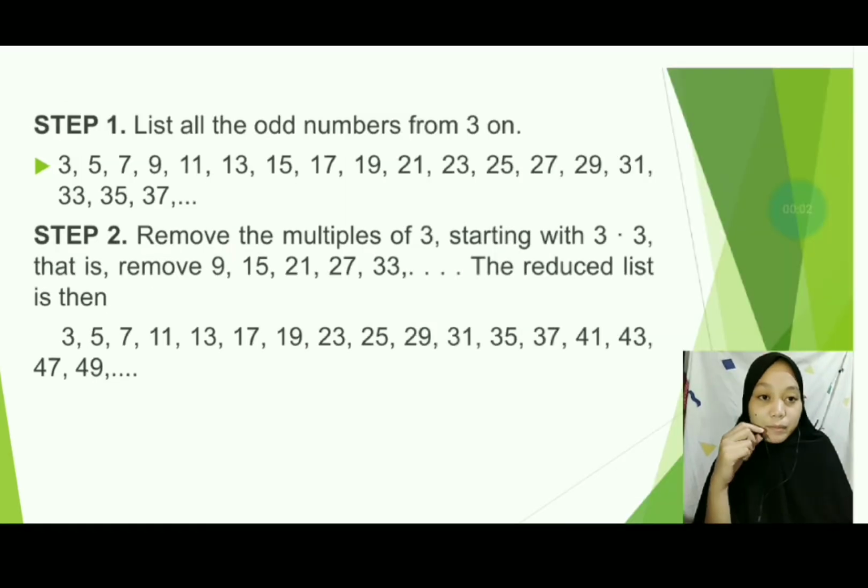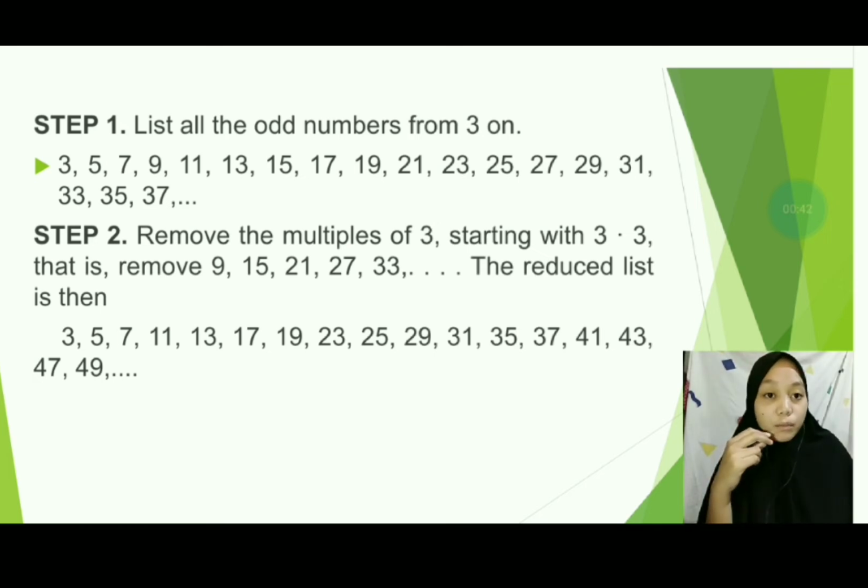So to determine the list of prime numbers using Nicomachus's method, the first step that we should do is to list all the odd numbers starting from 3. We all know that odd numbers are numbers that cannot be divided into two equal parts. So these are 3, 5, 7, 9, 11, 13, and so on. So our step 2 is to remove all the multiples of 3. When we say multiples of 3, these are the products of any odd number multiplied by 3. So, for example, 3 times 3, 3 times 5, 3 times 7, 3 times 9. So we need to remove those multiples of 3.